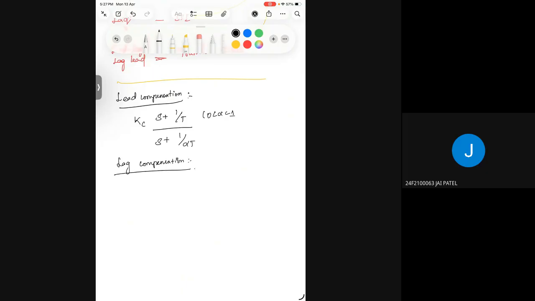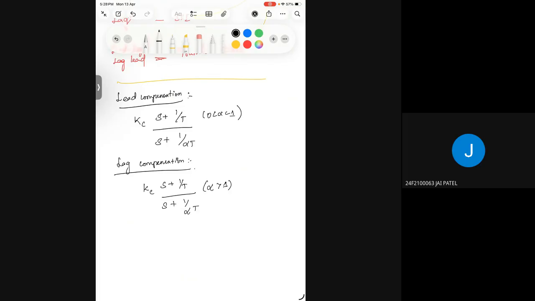Your lag compensator will look like this: K C (s plus 1/T) divided by (s plus 1/(beta T)), where beta is greater than 1. You should remember this. It's actually alpha. It's not beta, it's not a separate thing.